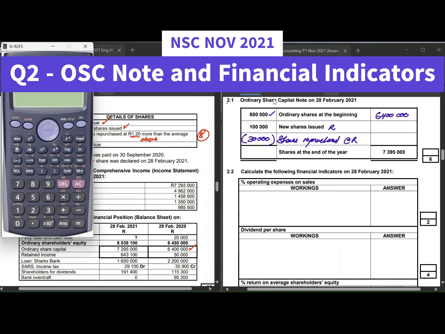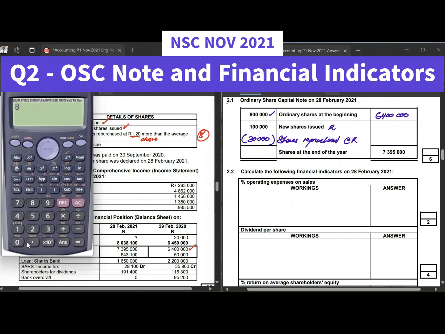On the calculator, we will now say my 800,000 number of shares at the beginning. Then I add 100,000, which was issued. And then I subtract the 30,000, which was repurchased. I end up with 870,000 shares at the end of the year. Once I have this, because there is no further movement or further issue of shares, I can then get my average price. I simply take my 7,395,000 and I divide it by 870,000 shares.